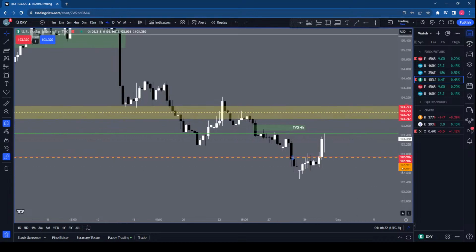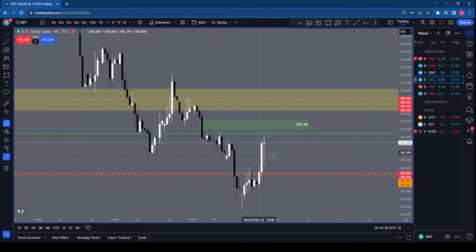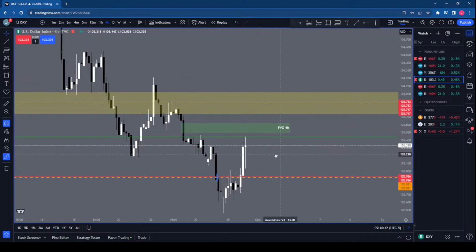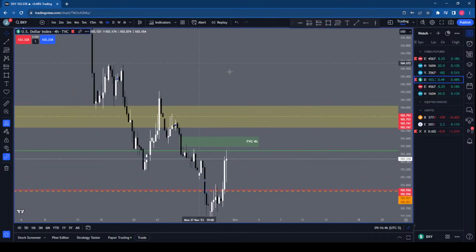But again, 4 hour, this 4 hour. See, we already got above this high. It's good to see. I'd want to see us kind of get above this 4 hour and start to get into this daily. Let's go to NASDAQ.